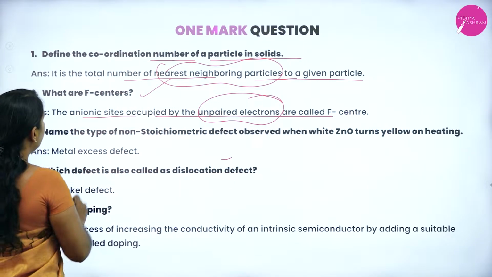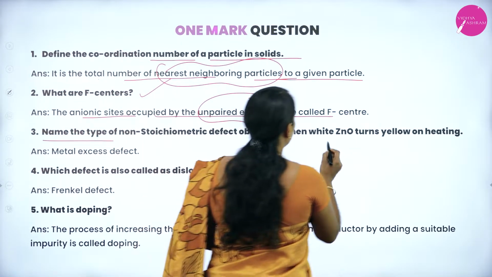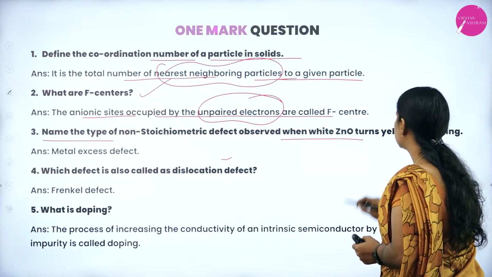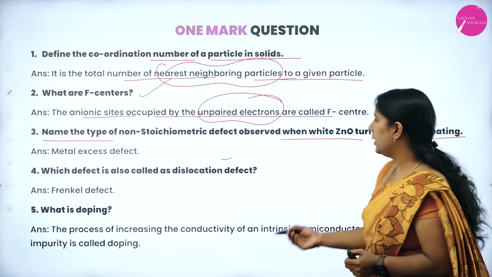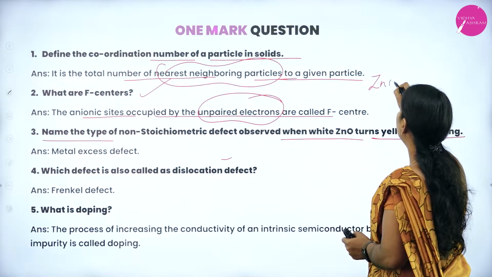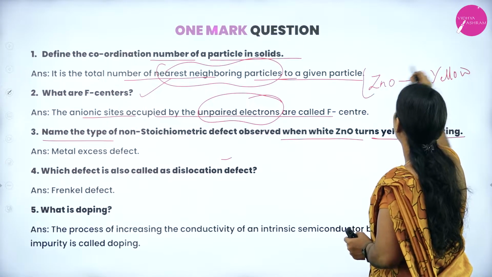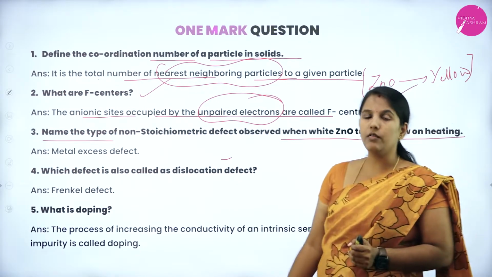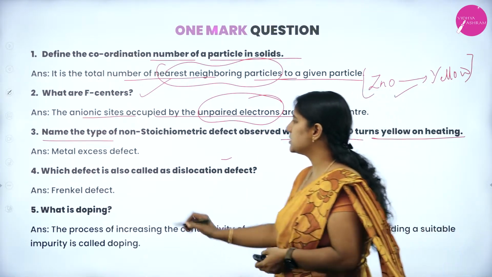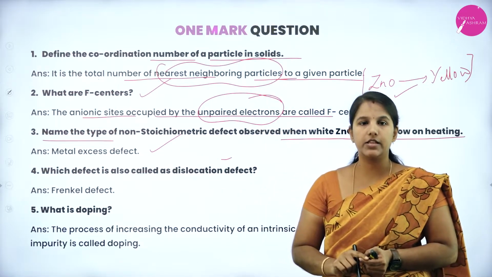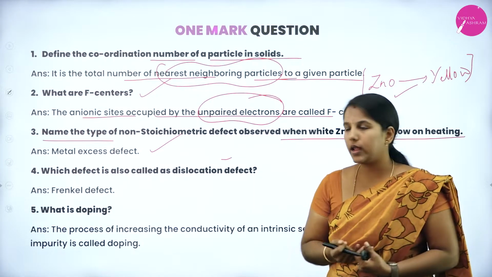Next, name the type of non-stoichiometric defect which is observed when white zinc oxide turns yellow on heating. When you heat zinc oxide, it turns yellow. What defect can you call this in the solid state? That defect is nothing but metal excess defect. Based upon the defects, you can expect any one question.